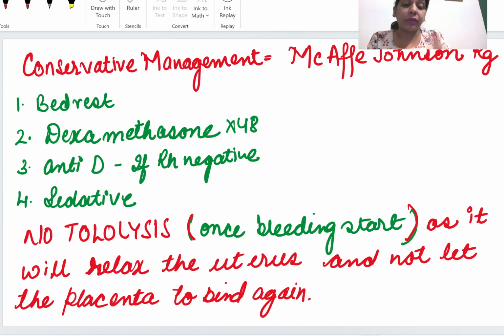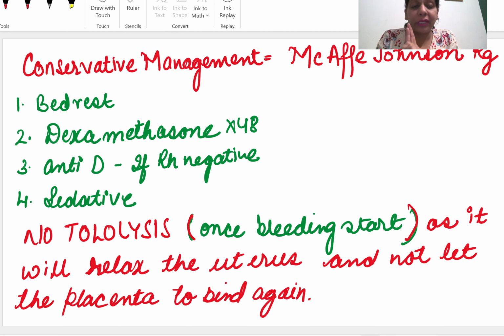Okay, now this conservative management was given by the McAfee Johnson regime. In this, number one is bed rest. Patient has to do bed rest. Number two is dexamethasone. You will give the patient dexamethasone, because it might be that the bleeding does not stop, and then you have to give dexamethasone for 48 hours. If the patient is a case of Rh negative incompatibility, you have to give anti-D. And at the last, you have to give a sedative so that the patient gets relieved of the anxiety.